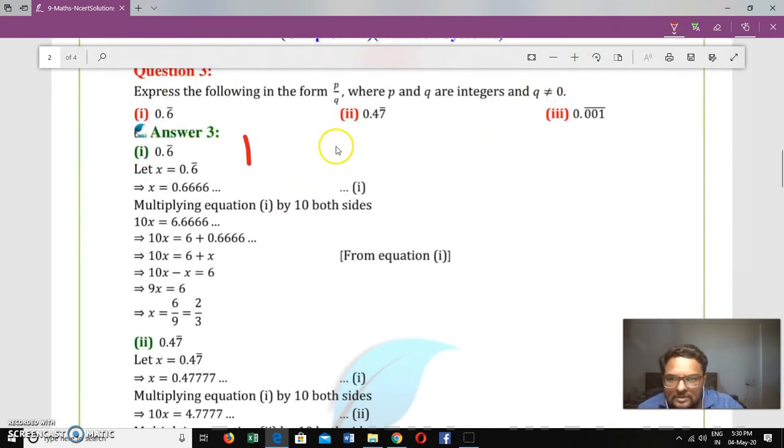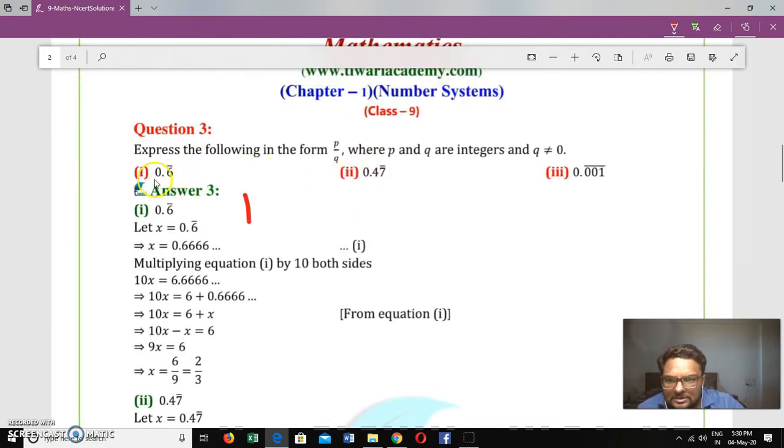Here the first question is 0.6 bar. It means the 6 is repeating a number of times till infinity. So let us start this question. 0.6 bar. We'll consider let x equal 0.6 bar, where this 6 bar means we're going to repeat this 6 a number of times, and we're keeping the dot dot dot, which means it's repeating. Now since only a single digit 6 is repeating, we're going to multiply by 10 on both sides.